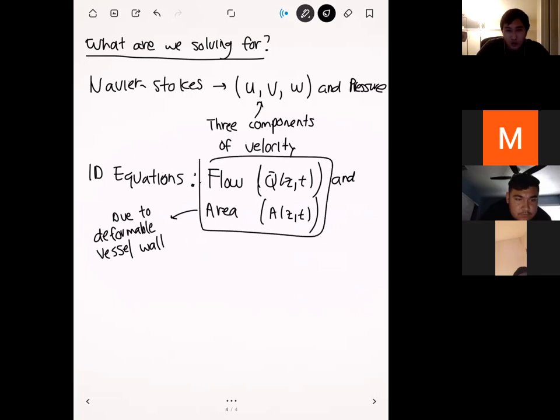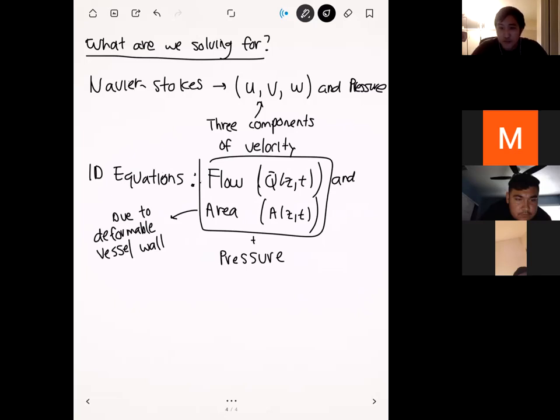But we also have to solve for pressure. Pressure is here, but what you'll see is that we're going to use something a little bit different to solve for pressure. So it's not explicitly solved for in the 1D equations. But we still want to know it, because pressure is an important thing for blood flow. Even though pressure is not a primary variable, we still need to solve for it. Okay? So this is going to be plus pressure. It's not quite part of the equations, and you'll see what I mean by that later.